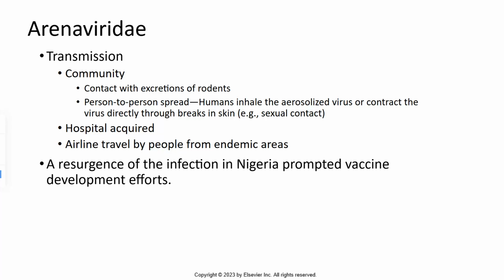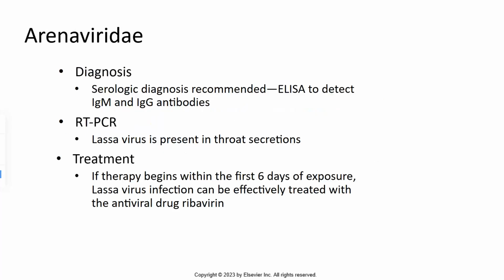Transmission: community-acquired, hospital-acquired, airline travel by people from endemic areas. A resurgence in the infection in Nigeria prompted vaccine development efforts. Diagnosis: serological diagnosis is recommended. Real-time PCR: virus is present in throat secretions. Treatment: if therapy is begun within the first 6 days of exposure, Lassa virus infection can be effectively treated with the antiviral drug ribavirin.